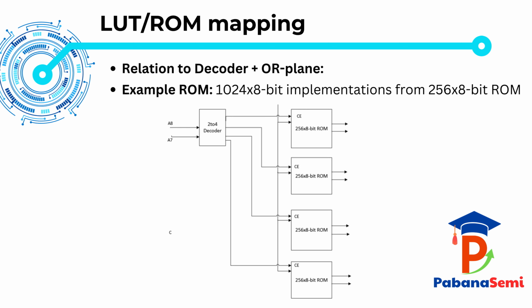That decoder generates 4 chip enable signals. Each one activates exactly one of the 256 x 8 ROM blocks. So depending on the upper address bits, one ROM block is selected, and its 8-bit output becomes the final output. This is called ROM depth expansion. So the key idea is lower bits, internal address; higher bits, decoder for chip select. Multiple small ROMs combined into a larger ROM. This same concept is used in memory design, FPGA block RAM expansion, and even cache banking in processors.